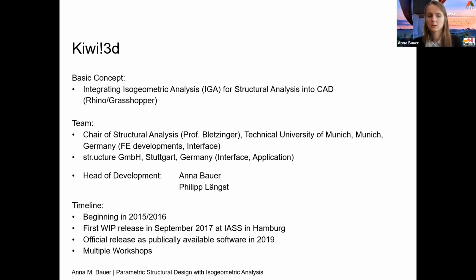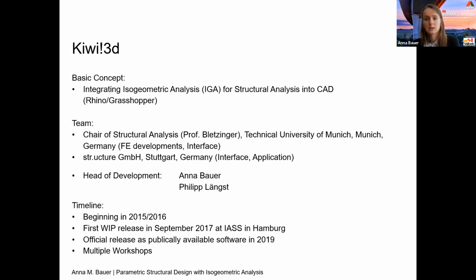As said, we had this team, and basically it was me from the chair of structural analysis being responsible for the necessary methodological developments and for the FE solver and the interface, and Philip Langst, who was responsible also for the interface, but also for the application, so testing the applicability of the whole plugin. We started this project in 2015 or 16, somewhere then. And we had the first release already in 2017, and now it's fully available to everyone since 2019. Since then, we already ran several workshops and got some quite positive feedback about that.